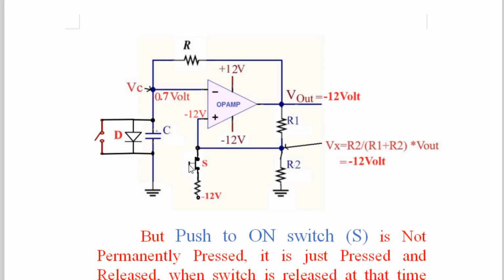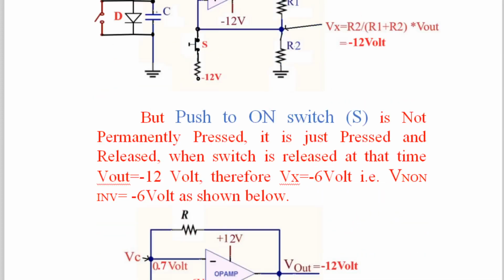But remember, always trigger is just applied and then released, because that is why it is called a push to on switch. You have to just press like a doorbell. We just press the doorbell and release it, and the bell rings. Here it is like that. We just apply the pressure on the push to on switch and we release it. So that is why it is called trigger. Now let us go to the next step.